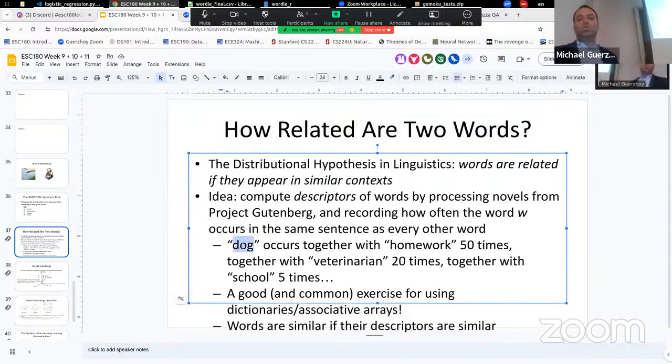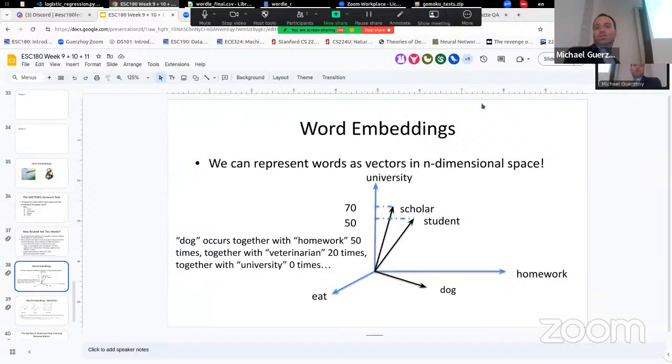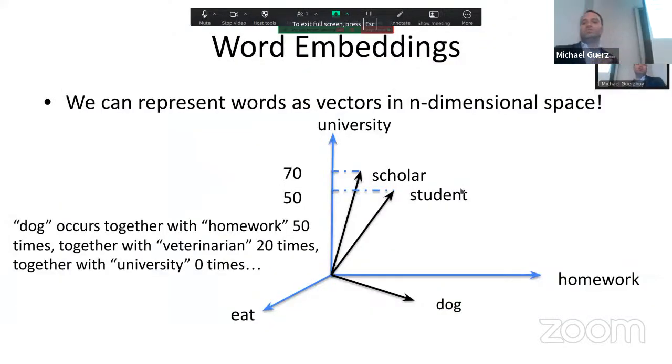So dog would probably occur together with homework quite a bit because people often say the dog ate my homework, whether because that happened or because they're joking or whatever, right? Dog would also appear together with veterinarian quite often. It would appear with school, maybe not as often. Okay.